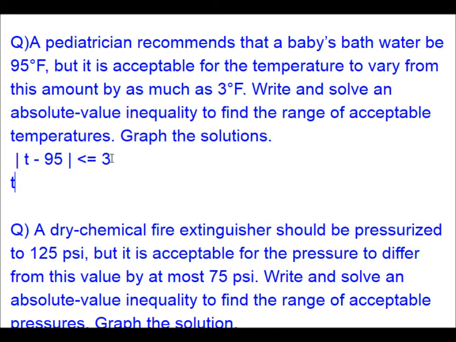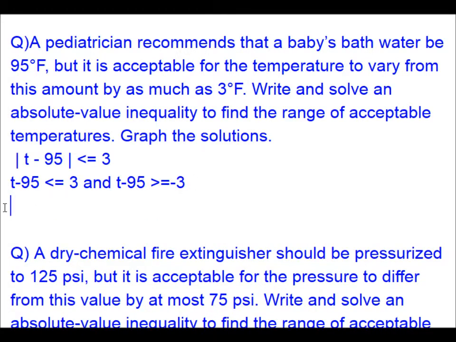So again, if we remove the mod, t minus 95, we can write less than or equal to 3 and t minus 95 is greater than or equal to -3. So whenever we remove the mod, first the positive side of the inequality should be written as it is, and then the negative side should be written with the reverse of the inequality. So t minus 95 should be greater than or equal to -3. So let's solve the expression.